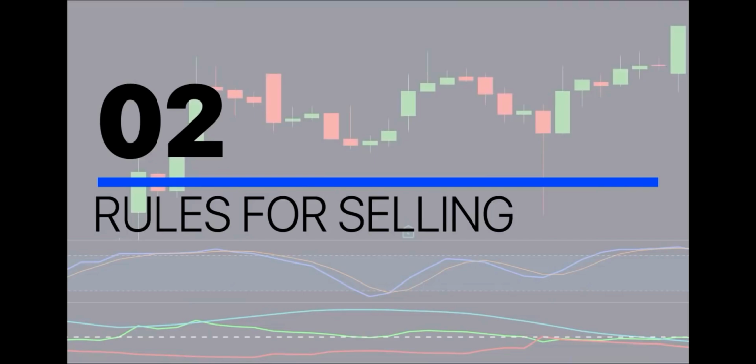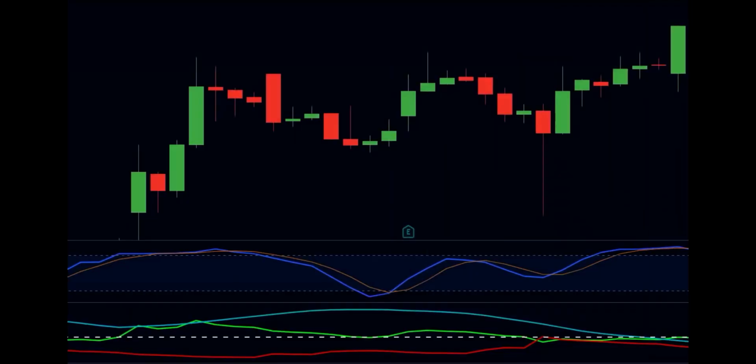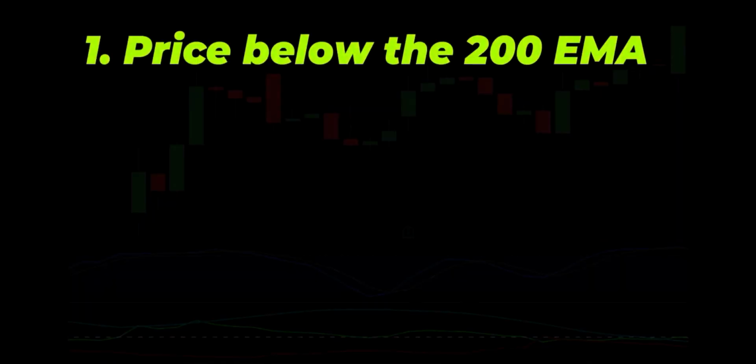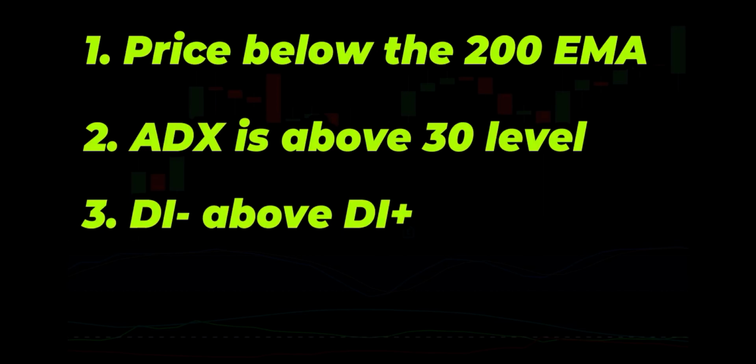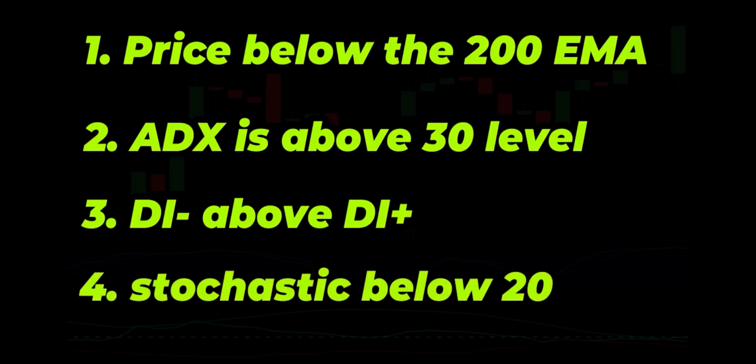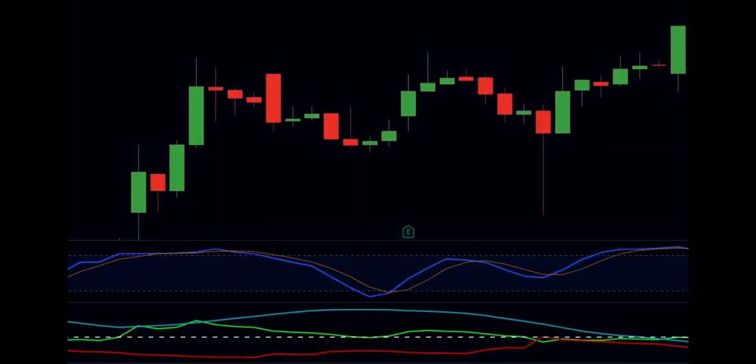Now let's look at the rules for selling. Rule number 1. The price should be below the 200 EMA. Rule number 2. The ADX line should be above the 30 level. Rule number 3. The negative DI should be above the positive DI. And rule number 4. The stochastic should be above the 80 level. When all of these rules are met, we will initiate a sell order.